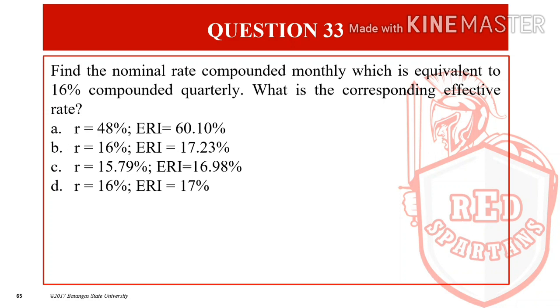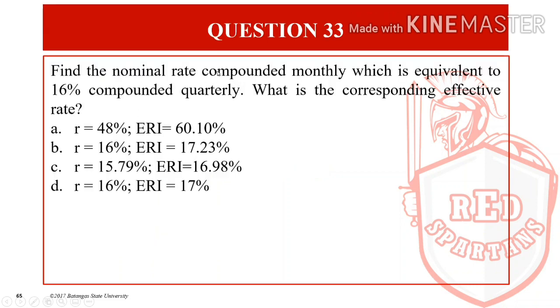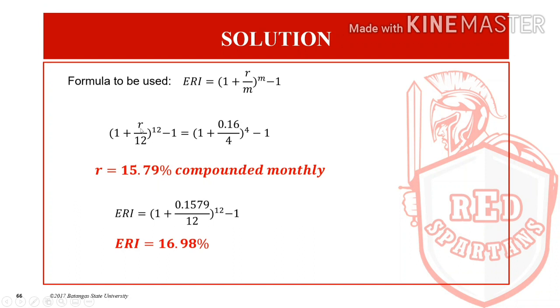So, kapag nakuha tayo ng nominal rate, then merong i-equate natin yung dalawang compounding. So, the compounded monthly to compounded quarterly using the effective rate of interest formula or yung ERI. So, ano ba yung formula natin ng ERI? Equal siya sa 1 plus r over m raised to m minus 1. So, kukunin natin ay yung nominal rate ng compounded monthly. So, 1 plus r over 12 raised to 12, 12 since compounded monthly, minus 1.